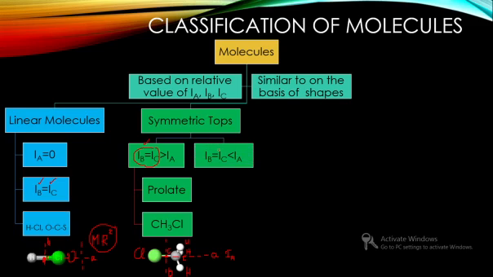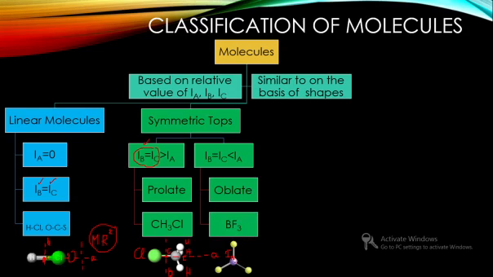Now consider the second case where IA can be greater than the IB or IC value. In that case the molecule is called an oblate molecule, and an example is boron trifluoride, where you can see it is like the leaves of a fan, a planar molecule. Where you can see this particular axis IB and IC and IA, IA has a greater moment of inertia.